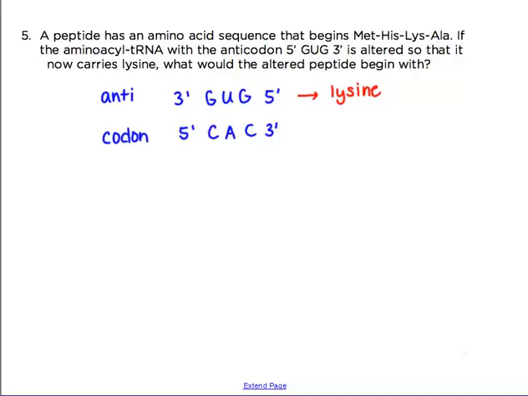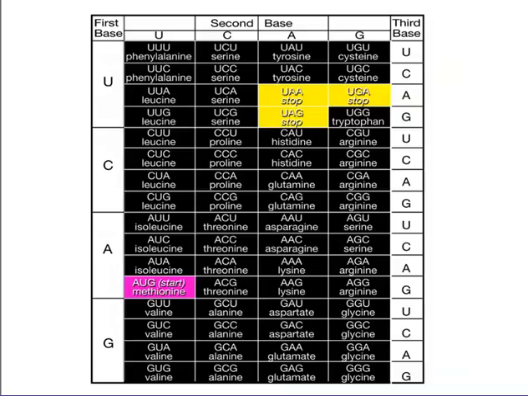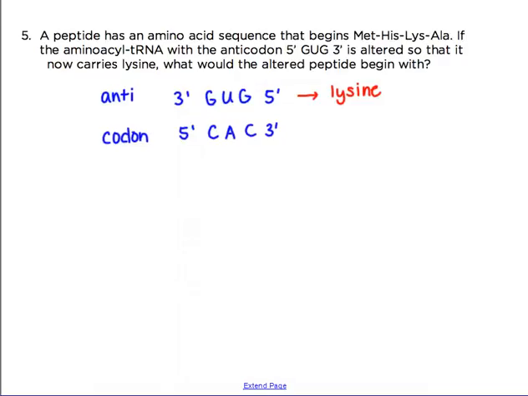So if we look at the genetic code chart, we're looking for codon CAC. So if you go over to CAC, this normally encodes for histidine. So we'll say normally encodes for histidine. But now, because the amino acid tRNA was mutated so that it now carries lysine, any histidine in this polypeptide chain is now going to be replaced with a lysine. So this polypeptide is going to begin methionine, lysine, lysine, alanine.